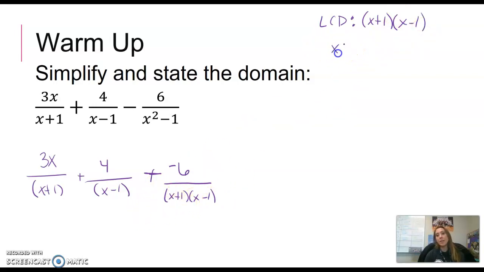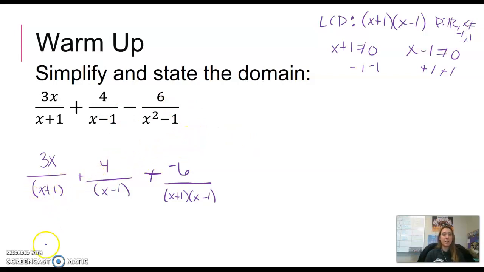So to find the domain, I set both of those not equal to 0 and solve. And then add 1, and I get the domain is all real numbers such that x does not equal -1 or +1. So now I have the domain.